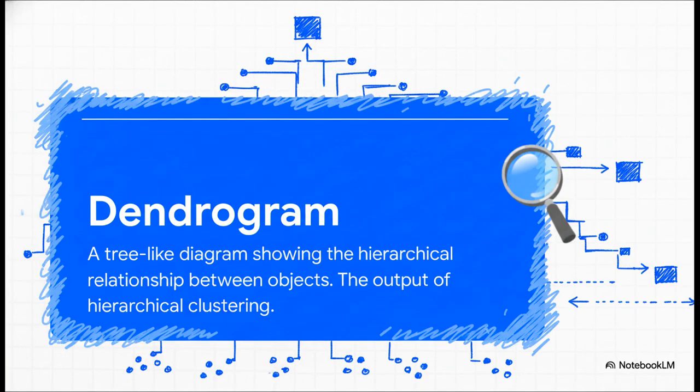And the beautiful visual you get at the end of this whole process, that family tree, it has a special name, a dendrogram. This diagram is the master key. It's not just a pretty picture, it's a detailed map that shows you the entire history of how things got connected, from all the individual pieces all the way up to the single giant supercluster.